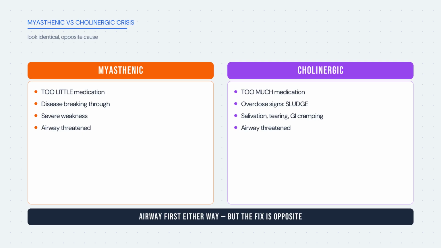And here is the distinction that is pure NCLEX. In myasthenia gravis, two opposite crises look almost identical, both severe weakness, but they have opposite causes. A myasthenic crisis is too little medication, the disease breaking through. A cholinergic crisis is too much medication; you tell them apart by the extra signs of overdose. Excessive salivation, tearing, and GI cramping point to cholinergic, too much drug. Both threaten the airway, and the airway always comes first, but the fix is opposite.